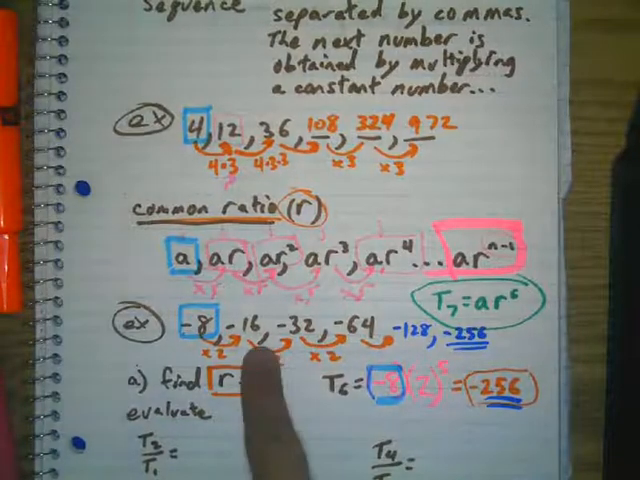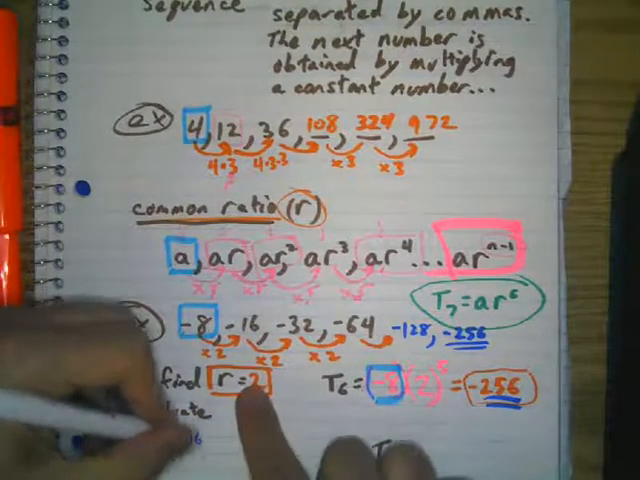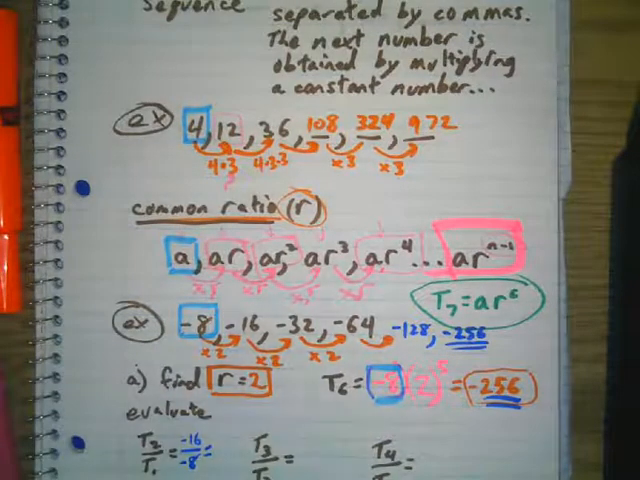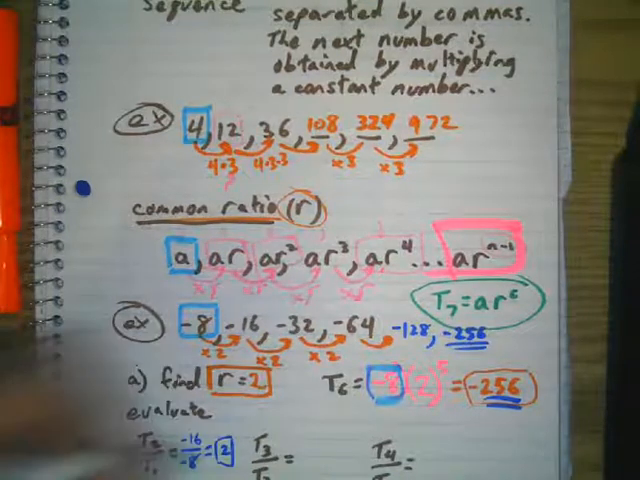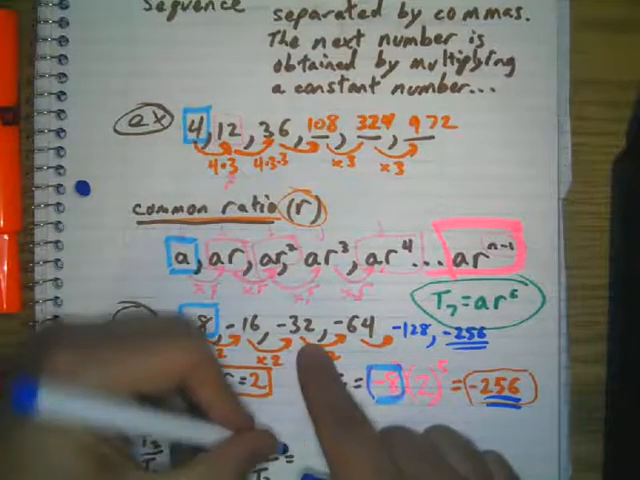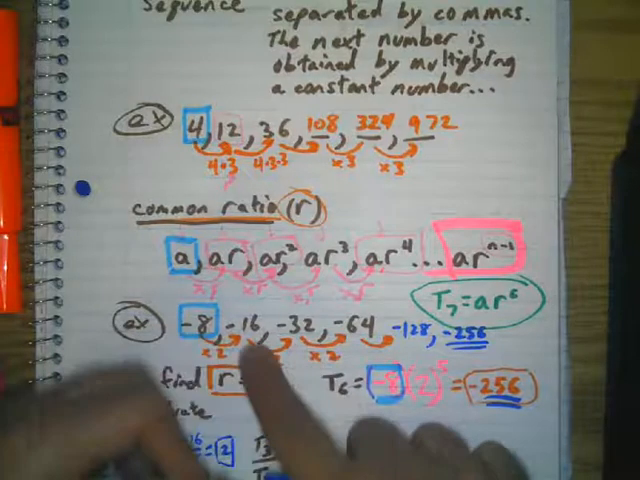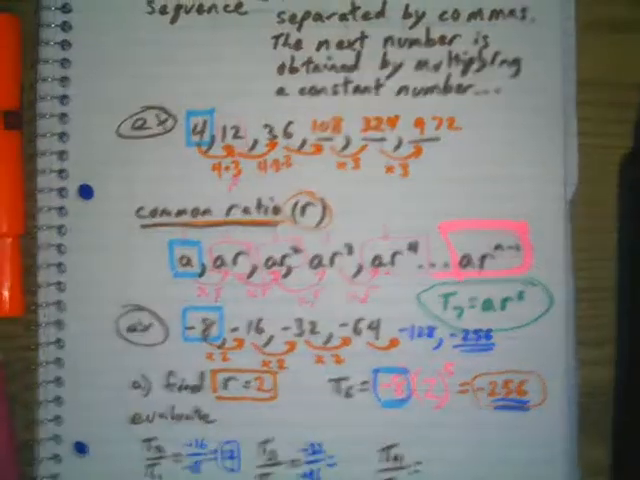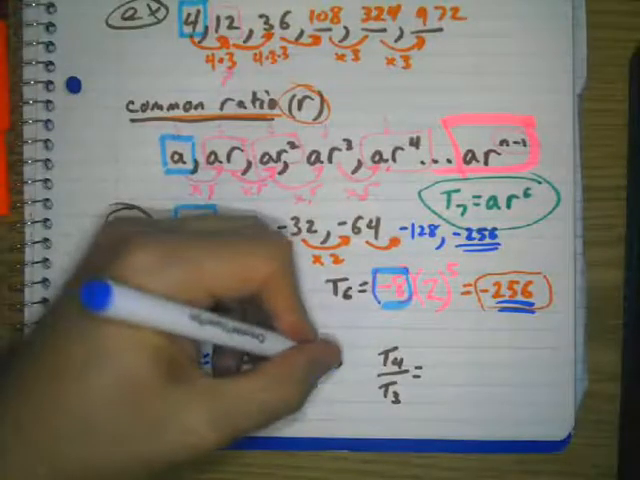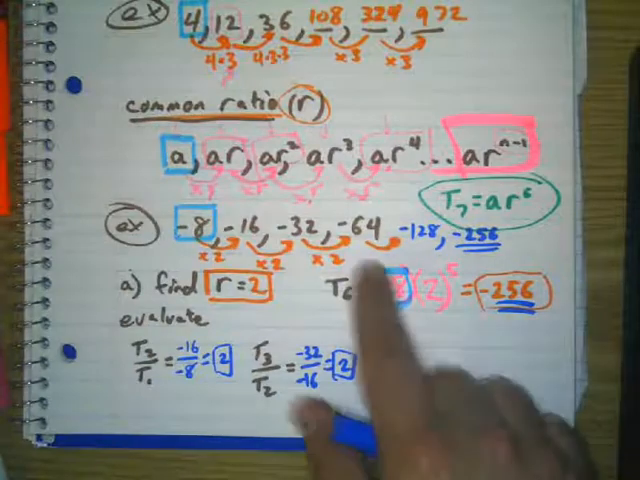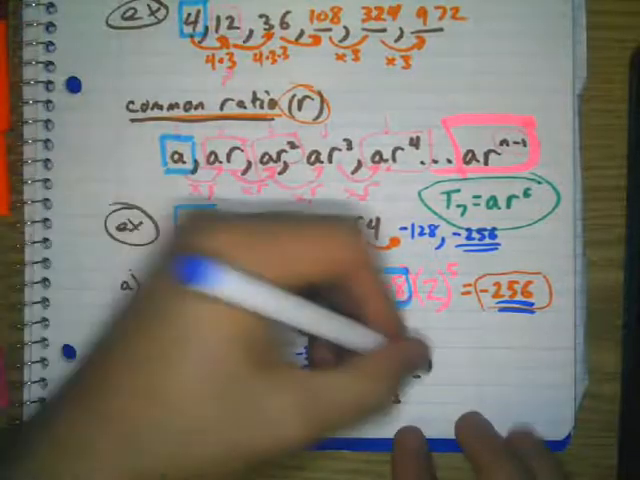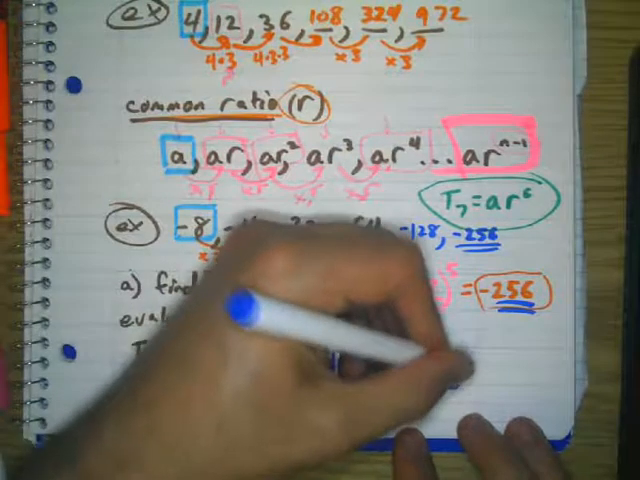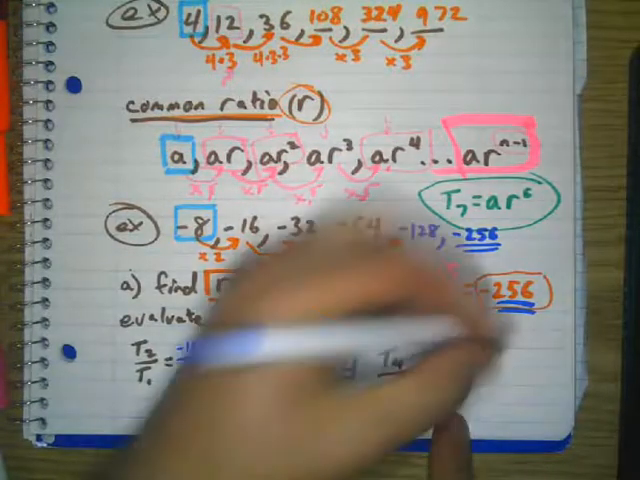Okay, t2 is negative 16, divided by t1 which is negative 8. Well, what's 16 divided by 8? 2. Okay, t3 divided by t2, negative 32 divided by negative 16. Well, once again, that's equal to 2, isn't it? Okay, t4 divided by t3, negative 64 divided by negative 32. Oh my gosh, that's equal to 2.